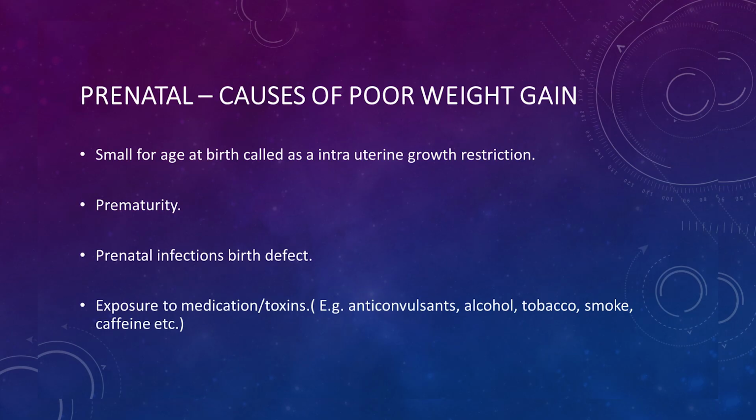Then prenatal infection and defects: the baby in the mother's womb and the mother having some viral infections, or the mother is exposed to medications and toxins, for example anticonvulsant drugs, alcohol, tobacco, smoke, caffeine, etc., that may affect the growth of the baby, and when the baby is born, we observe a baby with low birth weight and underweight. These are the prenatal causes.